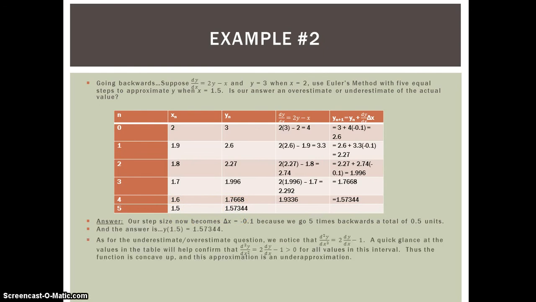As for the underestimate, overestimate question, we notice that the second derivative by the chain rule is 2 dy/dx, since we are taking the derivative with respect to x, minus 1. A quick glance at the values in the table again shows that 2 times dy/dx is much bigger than 1. So our function is concave up, and we have an under approximation, again, based on our tangent lines.